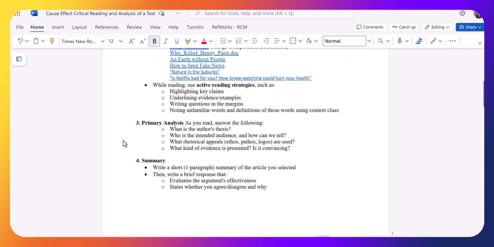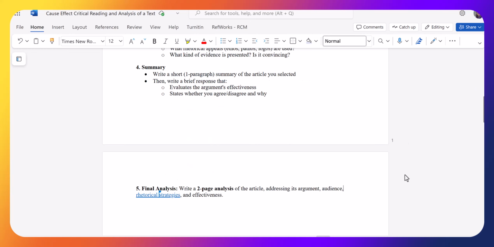Then in step 4, the summary, you want to write a short 1 paragraph, 7 to 10 sentences of a summary of the article you selected. Then you write a brief response that evaluates the argument's effectiveness and state whether you agree or disagree and why.